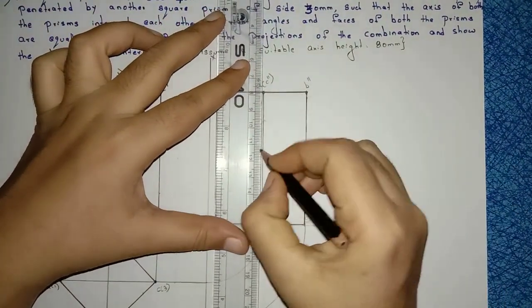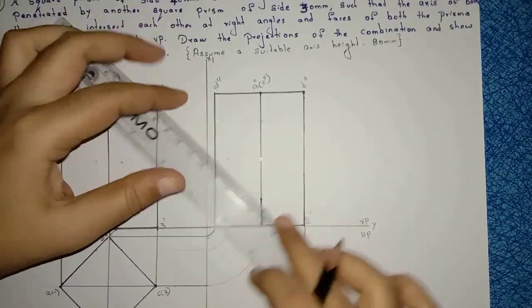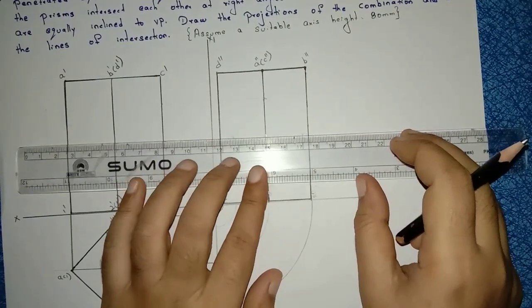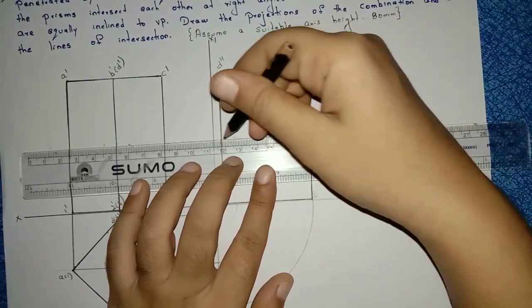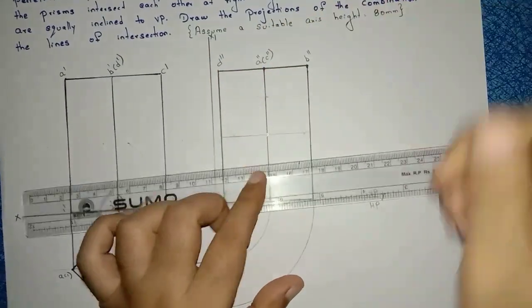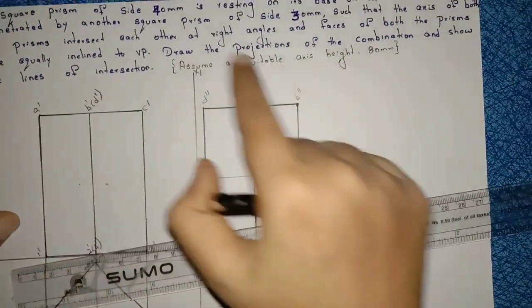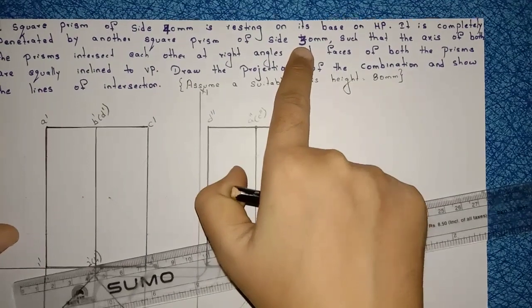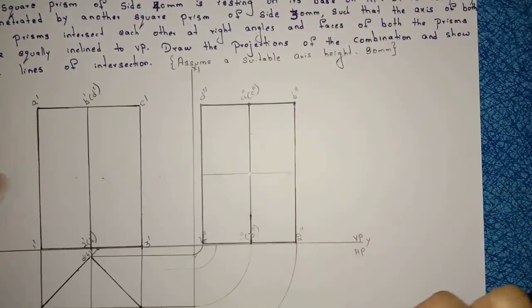I am marking the midpoint for this axis height. Now I am drawing a horizontal line through this midpoint, right? Now length of another square is how much? 30 mm. By trial and error method, take 30 mm.